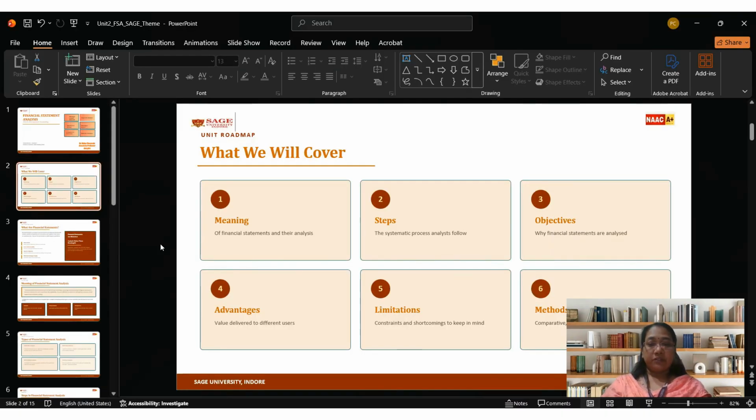and the statement of changes in equity, which shows movement in owner's funds. Now, here is the key idea for today: financial statements by themselves are historical. They just record what happened. It is analysis that makes them meaningful, that turns raw numbers into insight. That's exactly what we are going to learn now.